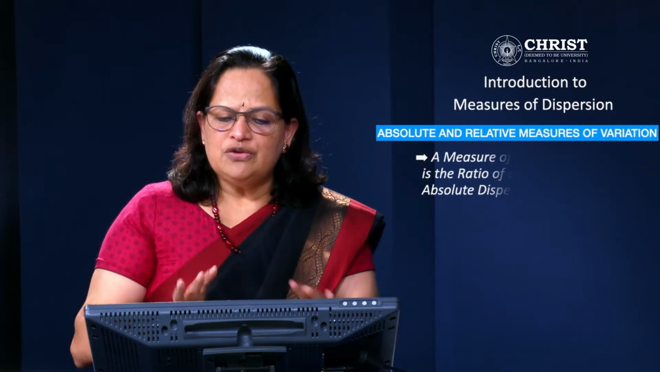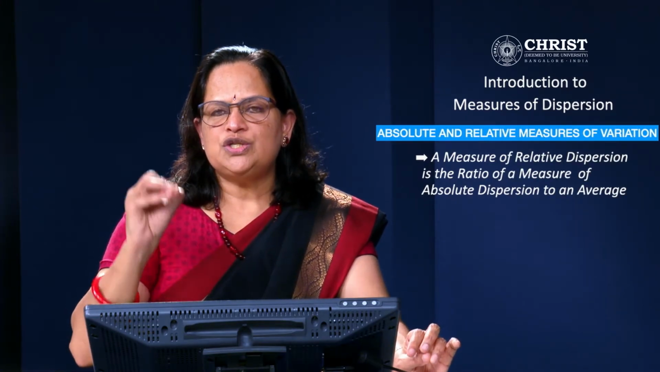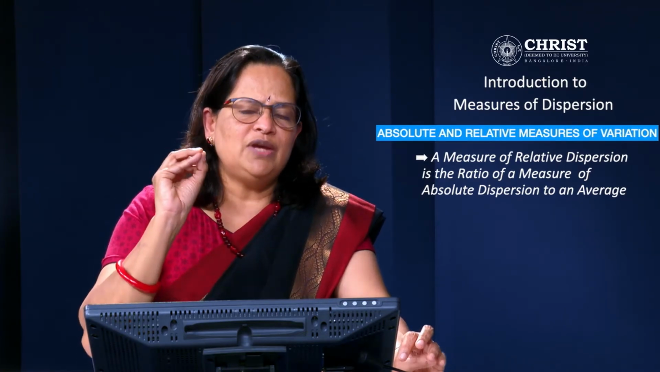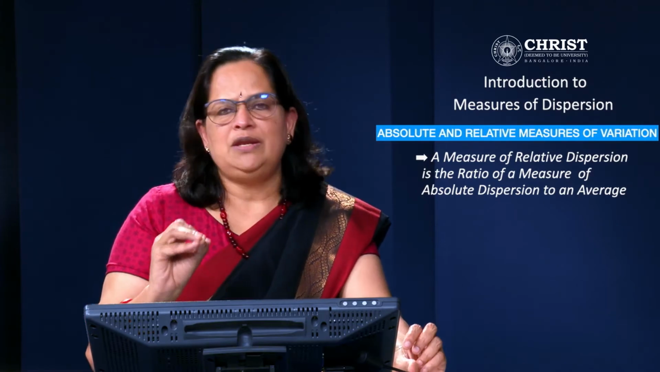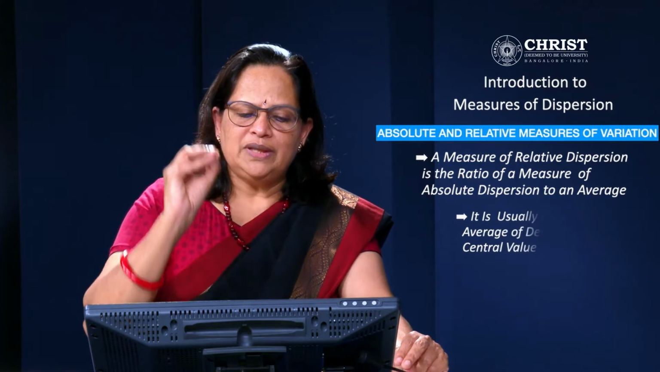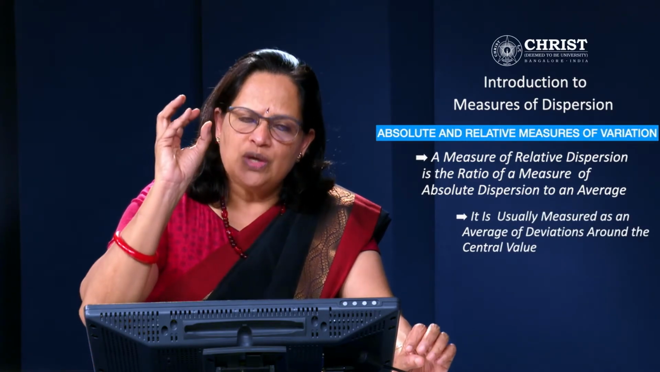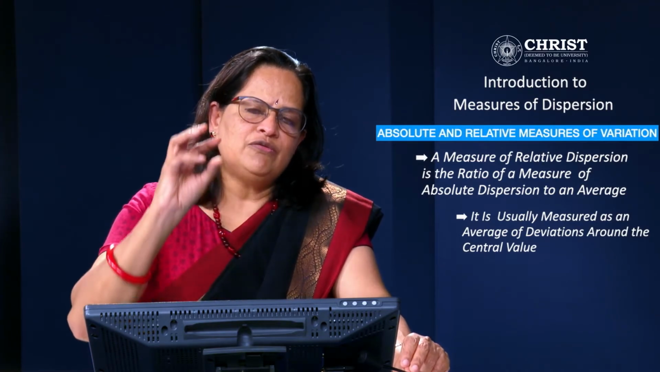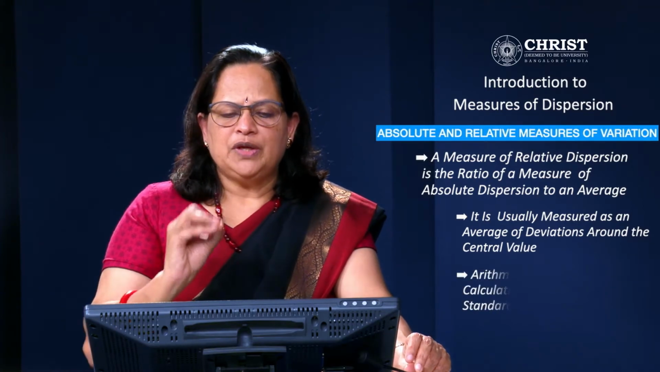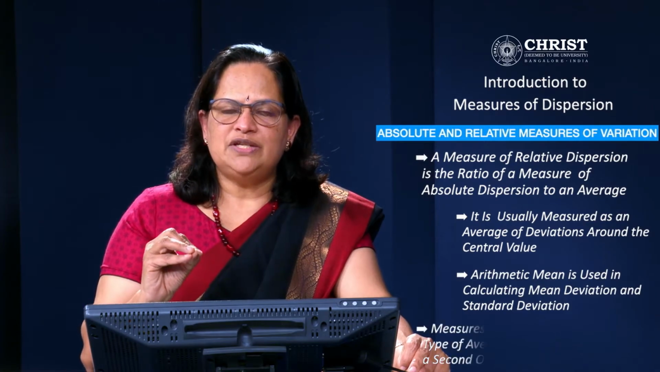Now, a measure of relative dispersion is the ratio of measure of absolute dispersion to an average. So, whenever we are saying average, we have to remember we are talking about the mean, because mean computation is based on each and every value in the observation. Then it's usually measured as an average of deviations around the central value. So, how this series is different from the mean value, that is what we are going to do with the calculation. Now, arithmetic mean is used in calculating mean deviation and standard deviation.